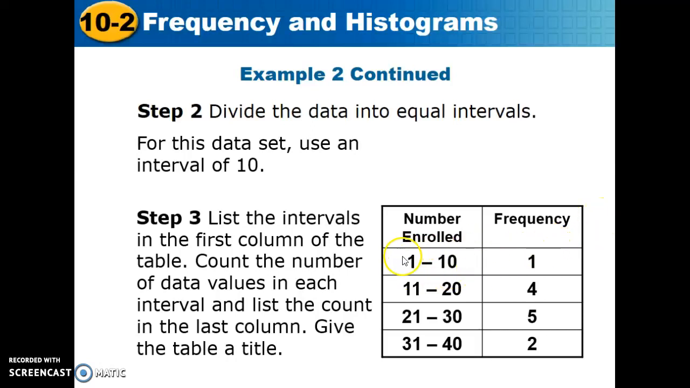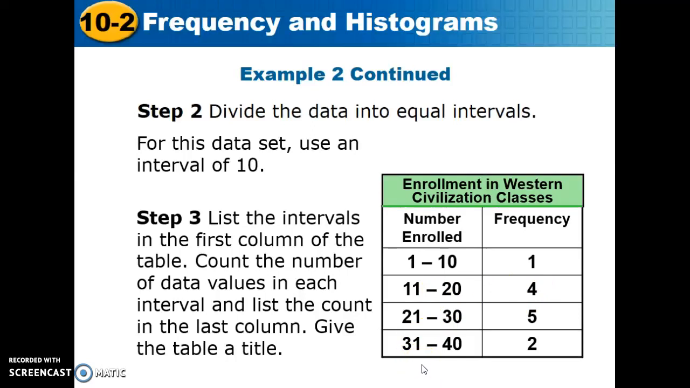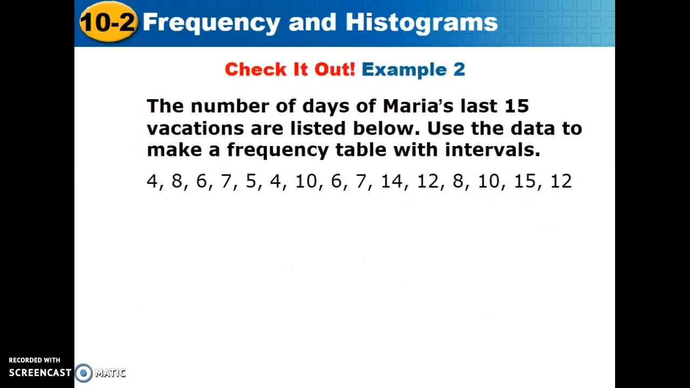The number of values between 1 and 10. Here's where they're talking about the interval from 1 to 10. We had our one number and it was 9. So in this interval, there is exactly one number that occurs. From 11 to 20, there are 4. 21 to 30, there are 5, and 31 to 40, there are 2. Enrollment in Western Civilization classes is the title.